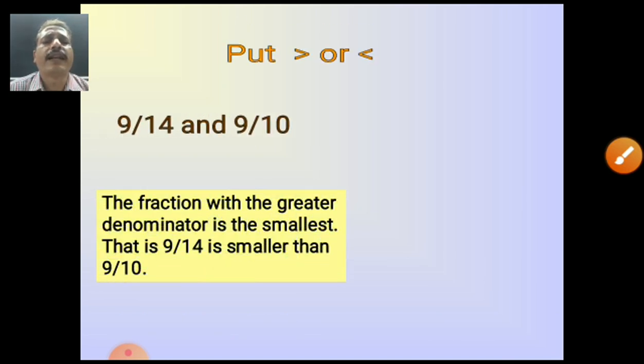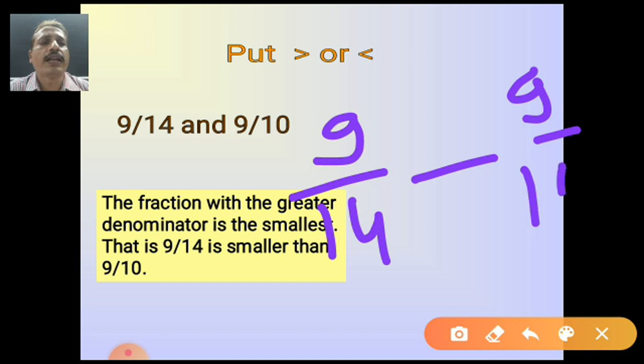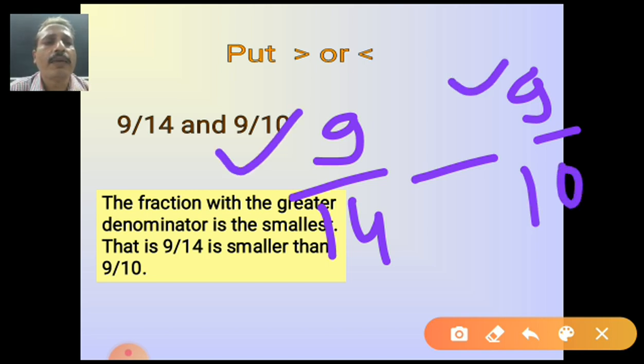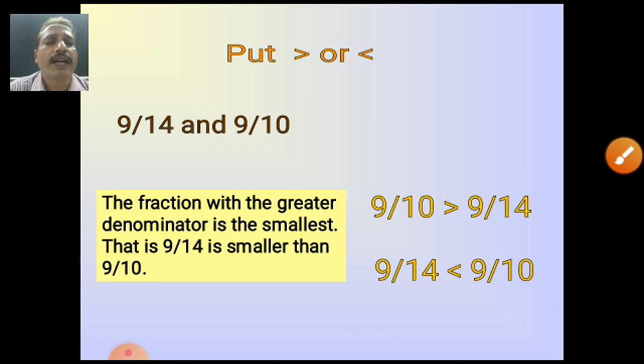Greater than or less than sign: 9 upon 14 and 9 upon 10. Suppose in the exam they ask us like this, put the sign greater than or less than. What do we have to check? Yes, the numerators are the same. Then the one with the smaller denominator is the bigger one. So this one is the bigger one. Understood? Be careful. Yes, our answer is right. The 10 part is the bigger one.